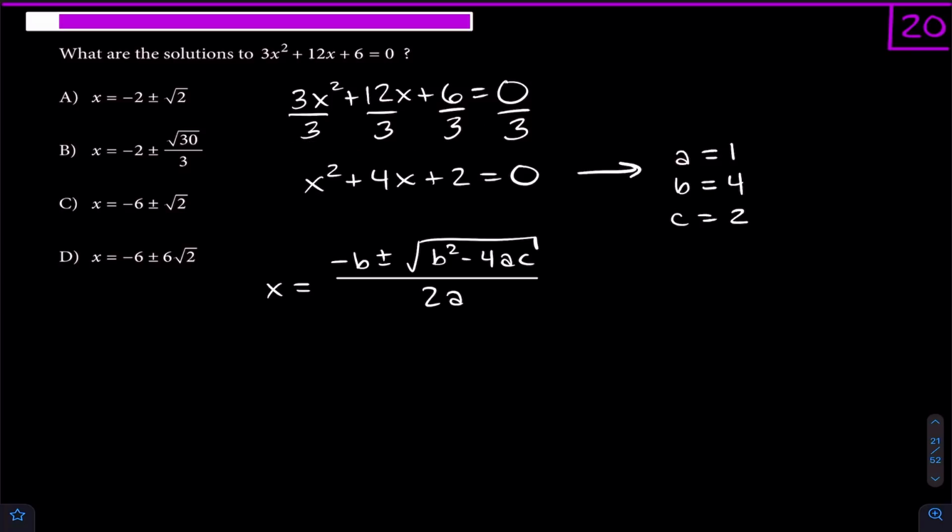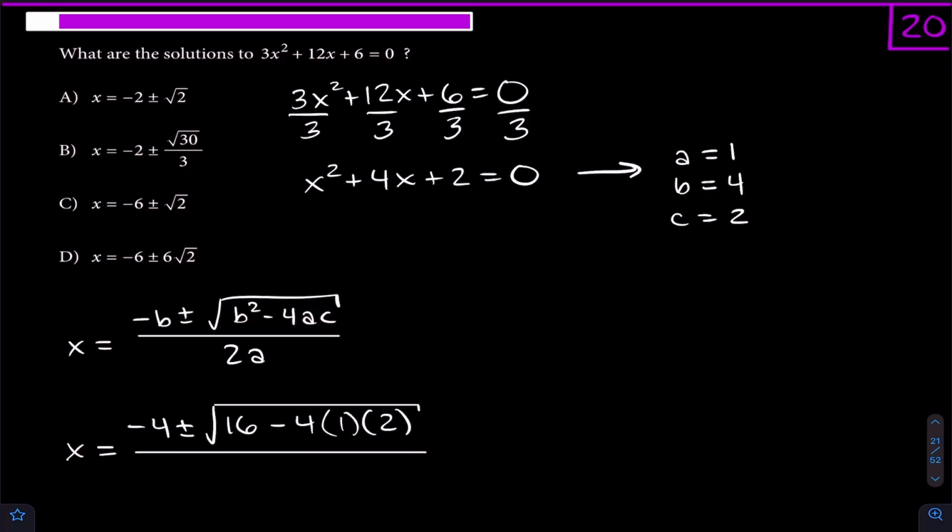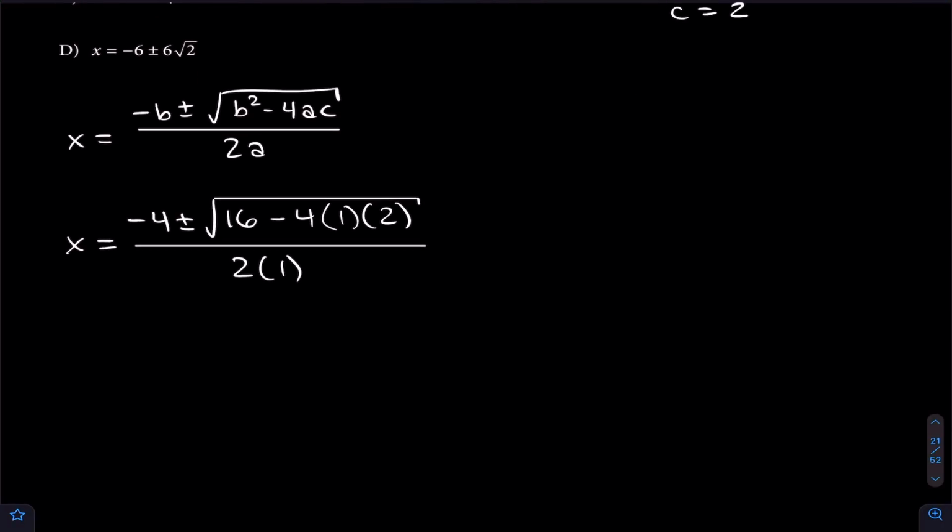So let's actually plug into the quadratic formula here. I'll drag this guy this way. And we know that b is 4, so this is going to be a negative 4. We have the square root of b squared, that's a 4 squared, that's going to be 16, minus 4 times a, which is 1, times c, which is 2. And that's all going to be over 2 times a. A here is 1.